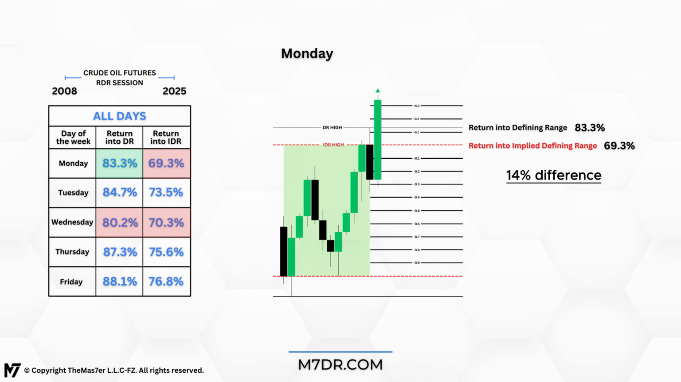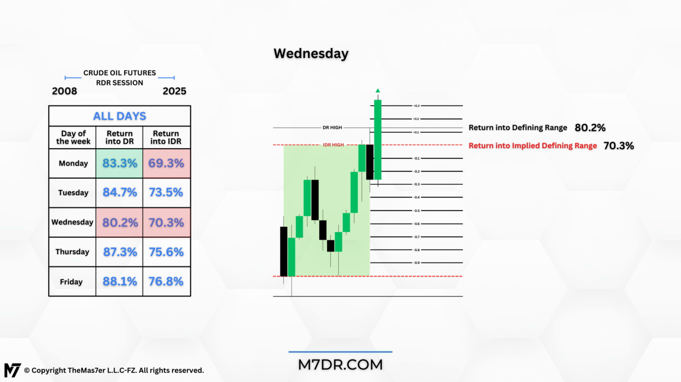The percentage difference between a retracement into the defining range and one into the implied defining range is 14%. This lets us assume that after a confirmation happens, price tends to make a relatively shallow retracement before extending higher to form the high of the session compared to Tuesday, Thursday, and Friday. A sweet spot for your first entry on Monday's regular DR session can therefore be anywhere between the defining range high and the implied defining range high. For shorts, the opposite applies.